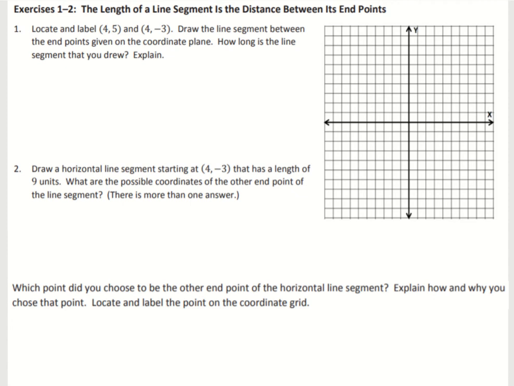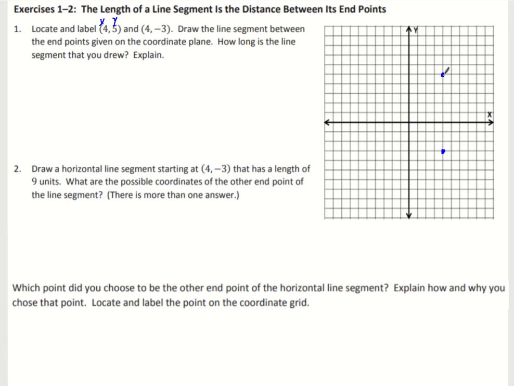So, before we even read the rest of this problem, let's go ahead and do that. Remember, my first coordinate is my x-coordinate, and my second coordinate is my y-coordinate. So for x, I'm going to go to the right 4 and up 5. And then for my second point, (4, -3), well, that has the exact same x-coordinate, a different y-coordinate.